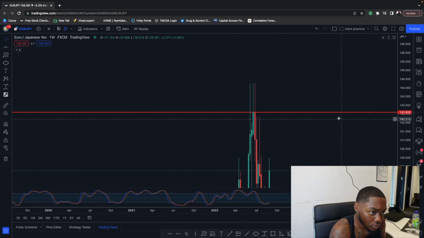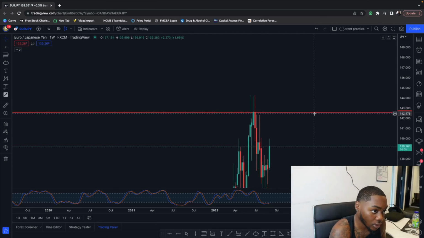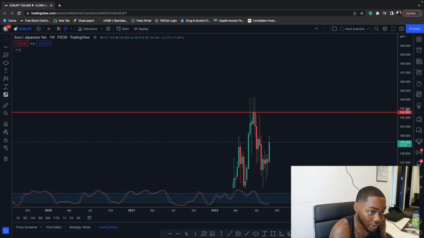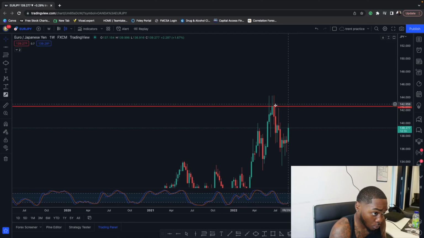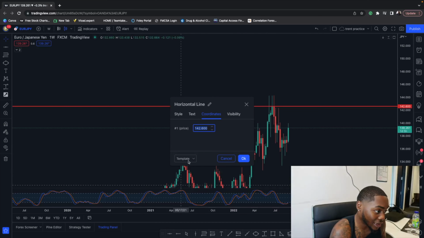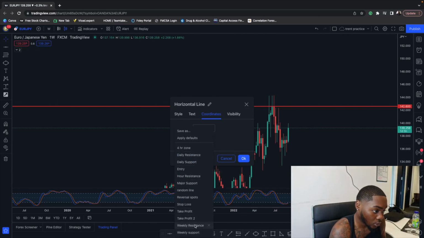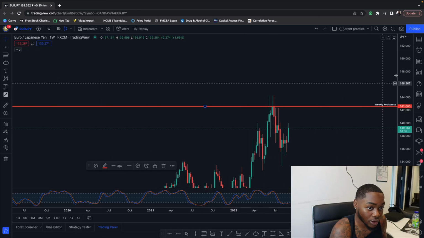Then we're also going to color coordinate it. As you can see, I have red to let myself know that price is kind of high. So when price gets up here, look for price to sell or drop. And then I'm also going to label this as my weekly resistance. I found this on my weekly chart.